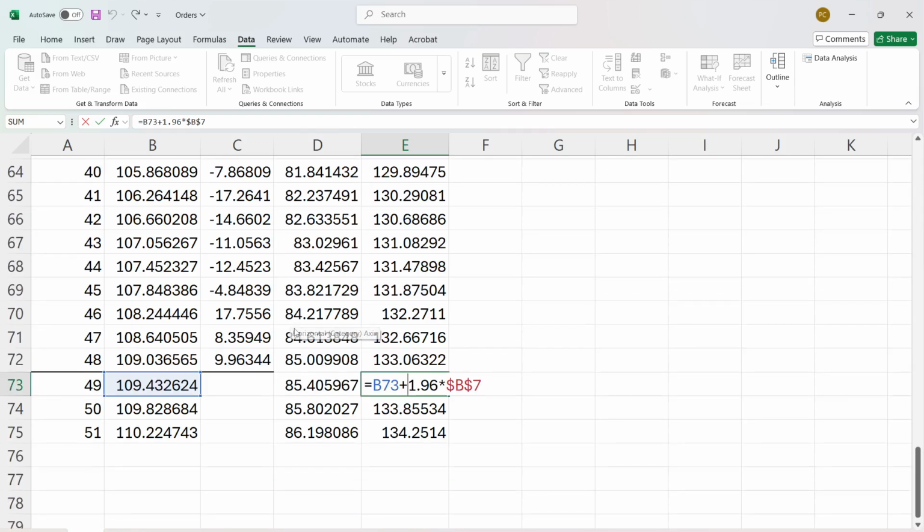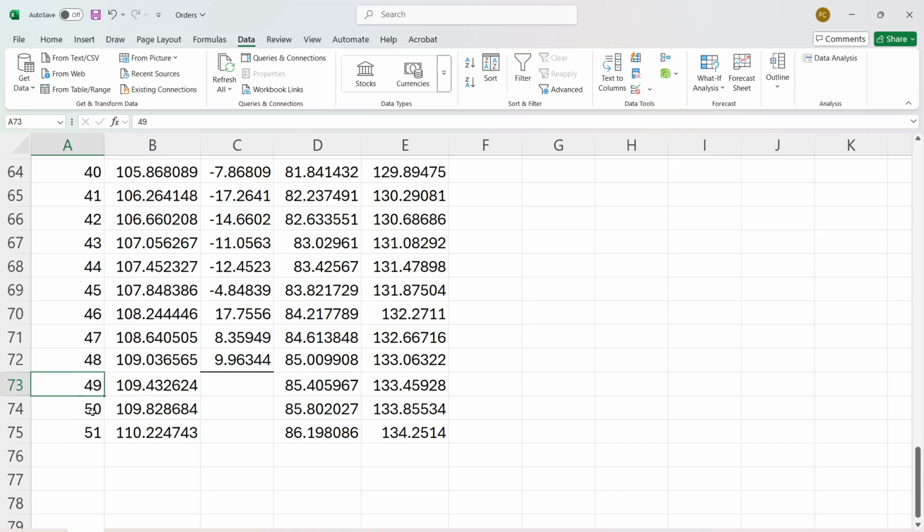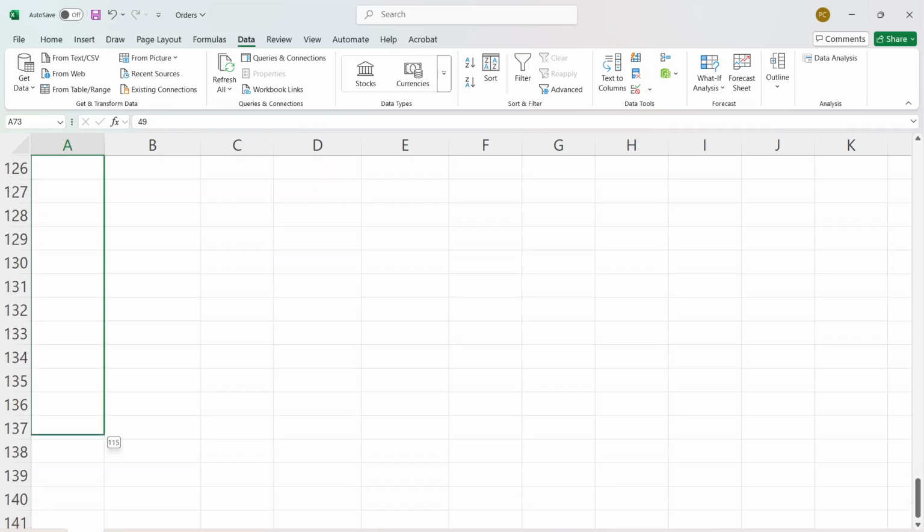Okay, so that's the general strategy, and it works for observation 49, which is T plus 1. It works for observation 50, which is capital T plus 2. And it works for whichever observation you're interested in looking at, as far out into the future as you want to go using this easy linear trend model.